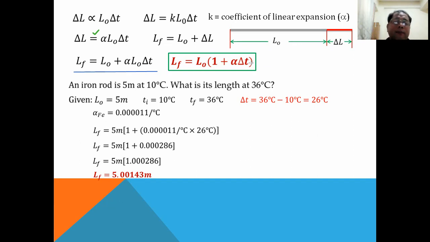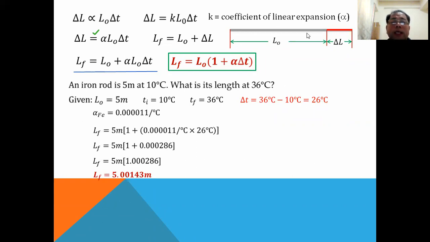Now, let's try an example and think of how we can apply these equations. We have an iron rod. An iron rod is given to be 5 meters long. It is originally at 10 degrees Celsius, so T sub i, or initial temperature, is 10. And then the final temperature is 36. Therefore, there's an increase in its temperature by 36 minus 10 equals 26 degrees Celsius.